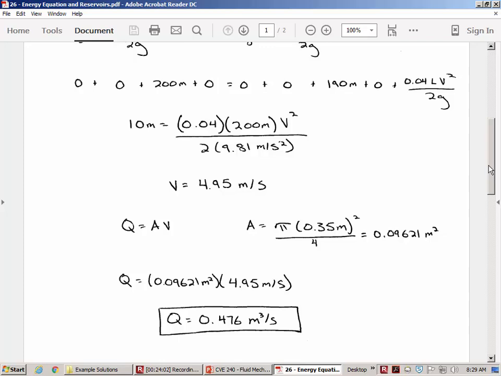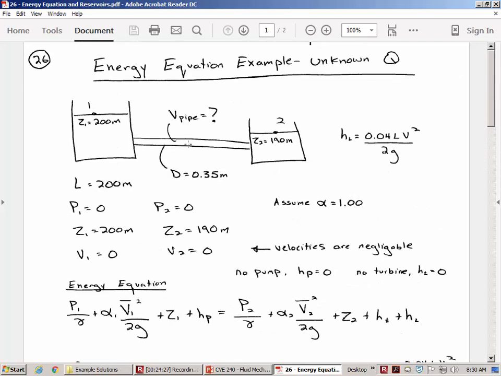200, 190, squared. Yeah, that velocity's right, but Q is V times A. So what's causing the water to move from location 1 towards location 2? Why is water going through the pipe?